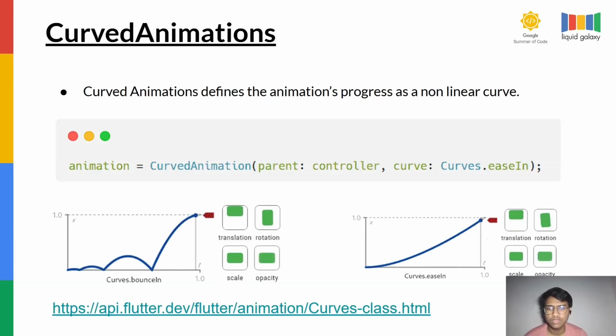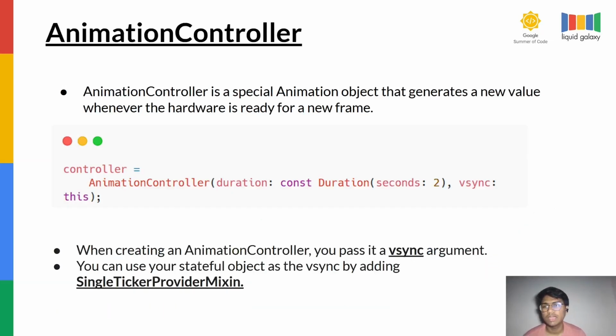Now we will see the animation controller. We want to control its duration, for example 2 seconds or 400 milliseconds; we can give different durations in different units. The animation controller is a special animation object that generates a new value whenever the hardware is ready for a new frame. For a double that we want from 0 to 1, it will generate a new value each time, like 0, 0.1, 0.2, over a duration of 2 seconds. That's what the animation controller does.